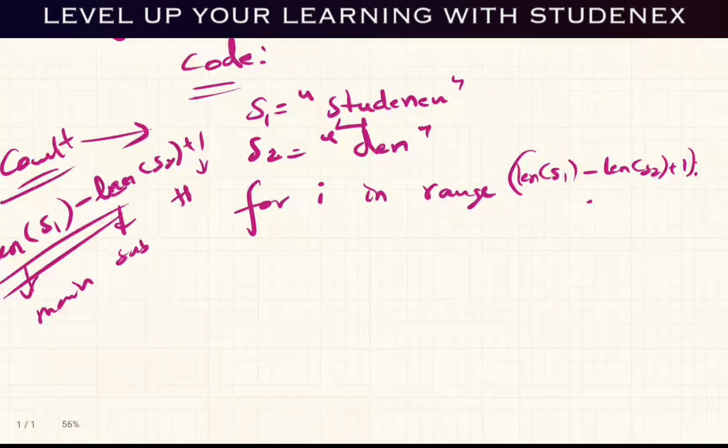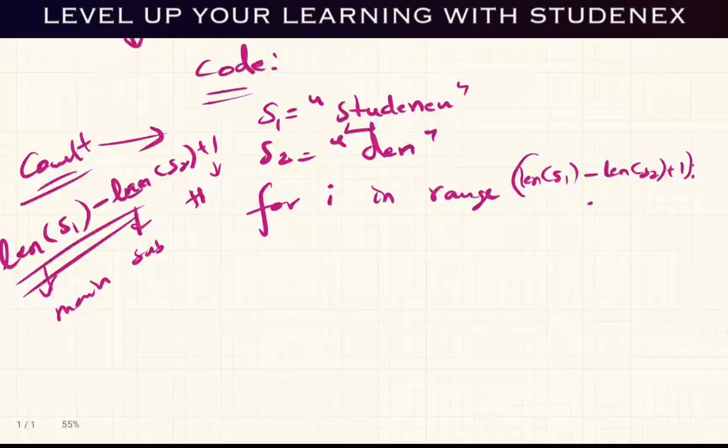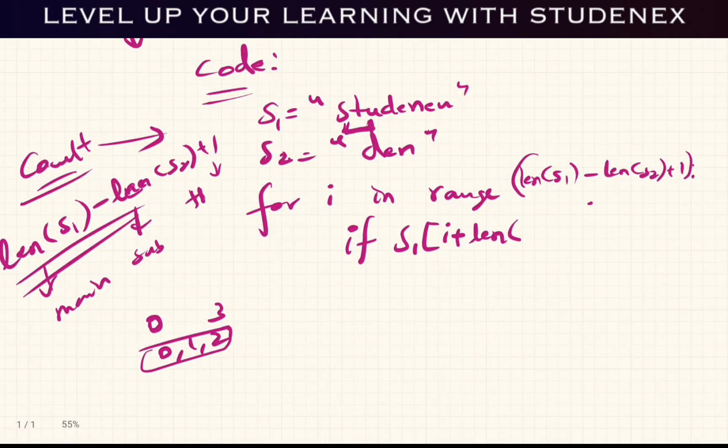So basically here I need to check the substring values, right? So what I'm gonna do is I'll take an if condition and I'll check whether the main string of I to I plus length of the substring. If I is 0 and length of substring is 3, it's gonna check 0, 1, 2 indexes, which is particularly 3 characters, which we probably need here.